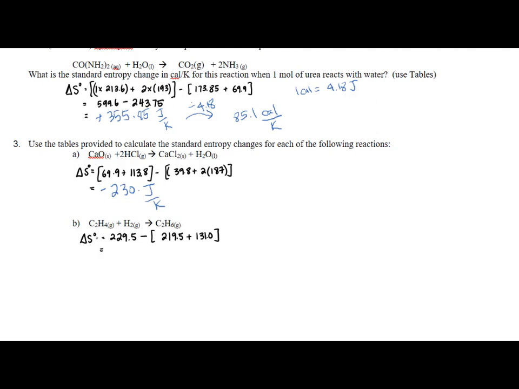This last one here, I've got C2H4 reacting with H2. I've got 2 moles of gas, and I'm producing 1 mole of gas, so I expect there to be a decrease in the entropy, which is the case. I end up with negative 121 joules per Kelvin, and it's 121.0 because of the decimal places there.